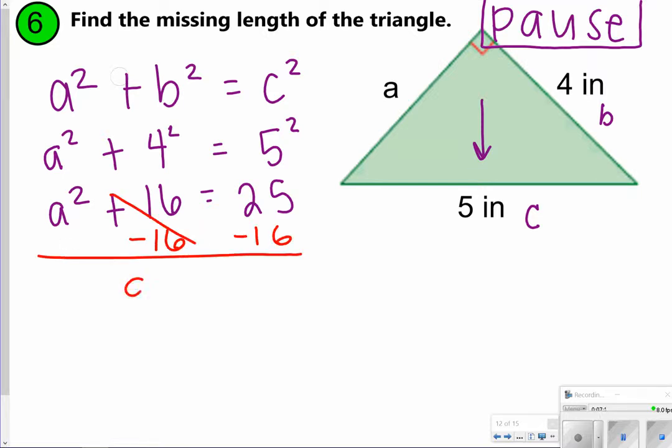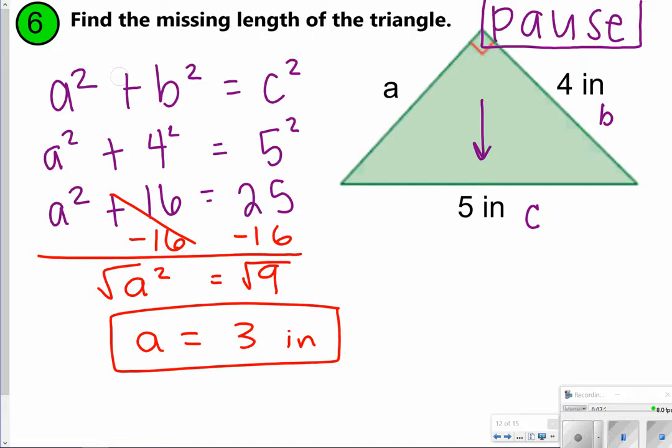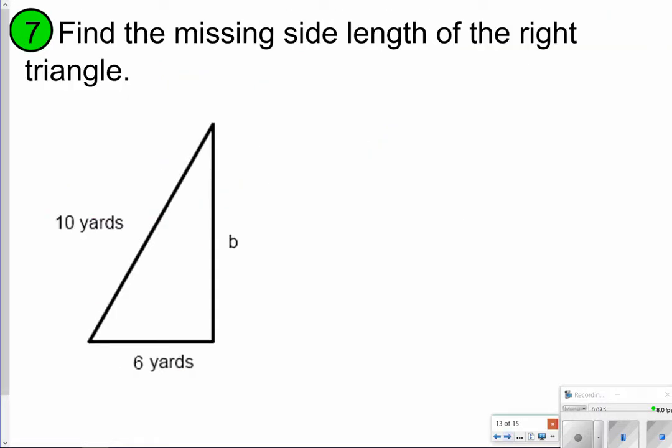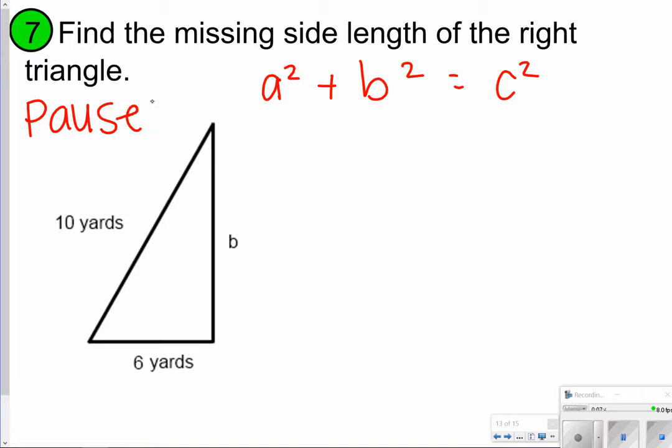These two cancel out, so I'll have A squared is equal to 9. And then all I have to do now is just find the square root of each one. The square root of A squared is A, and the square root of 9 is 3. So my answer for number 6 should be 3 inches. The last one, number 7, you're solving for B this time. Again, I would start off by writing your Pythagorean theorem, filling in what you know, and then solving for the missing piece. Let's go ahead and pause the video now so you can try 7 on your own, and once you're done, click play.